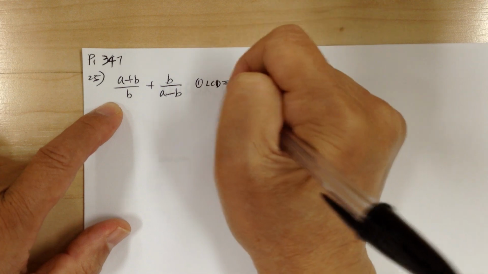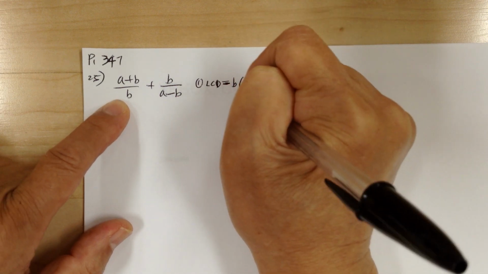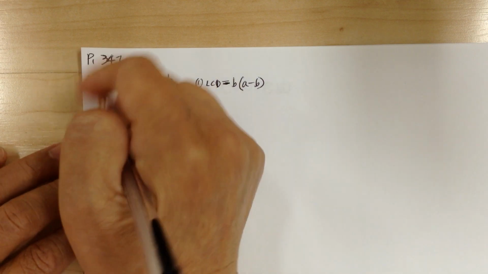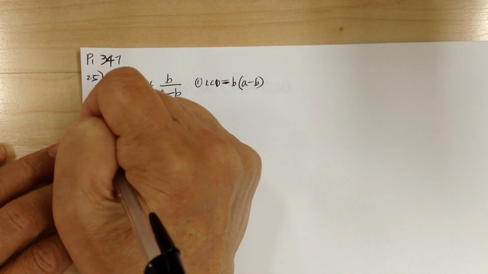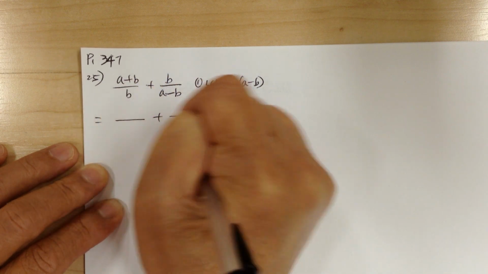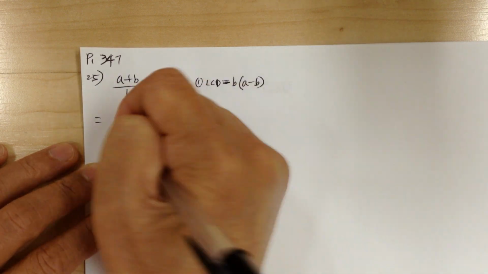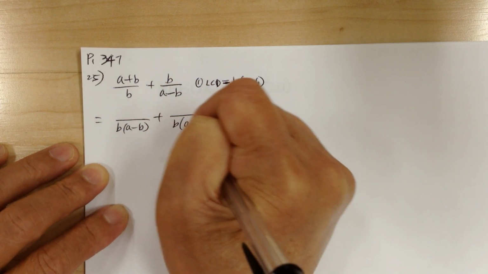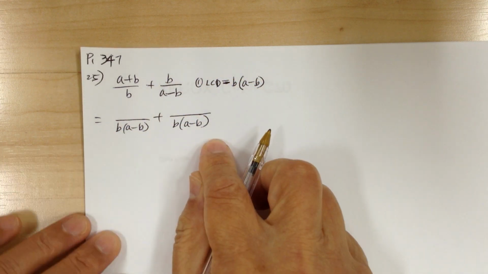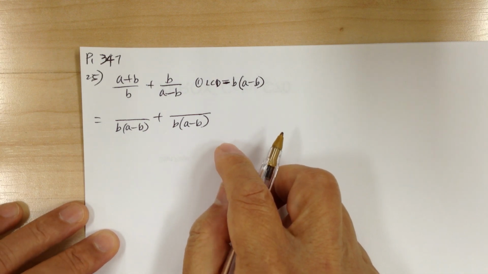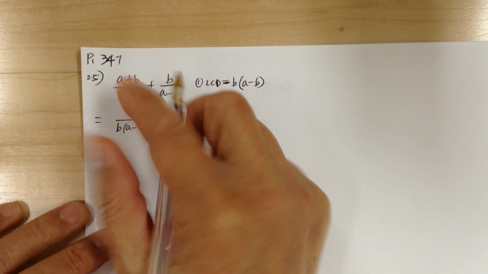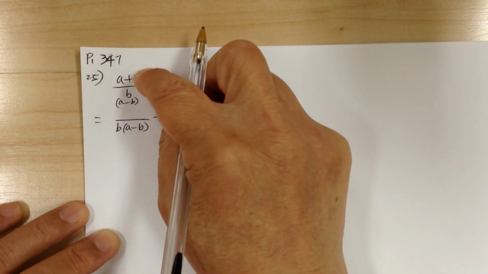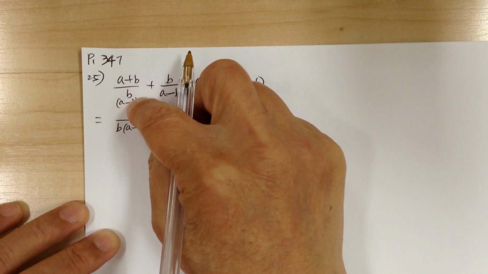So number, there's no number, and the alphabet is b, and the group is a minus b. Again, this is the alphabet and this is the group. So that's your step 1. So step 2, get your LCD. So you have b, a minus b, b, a minus b. So that's your step 2. And then step 3, from here to here, you're missing the a minus b. So you have to multiply the top by the a minus b also.